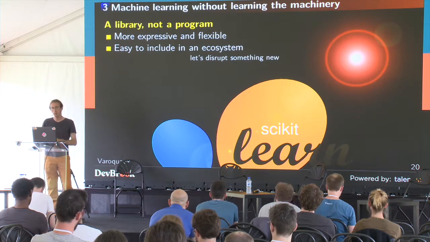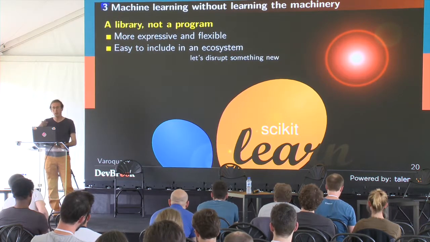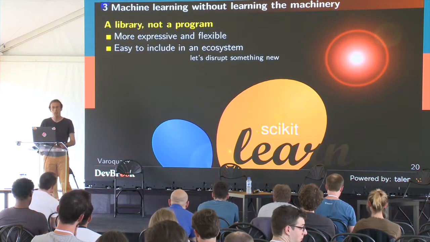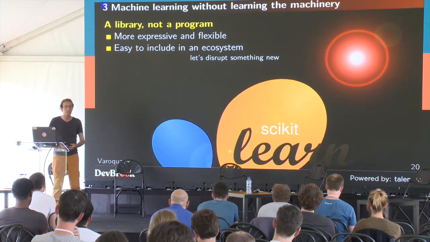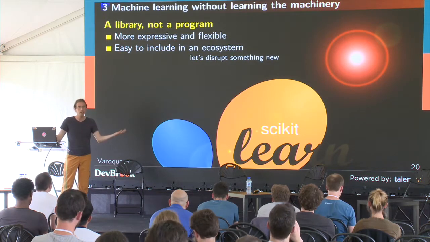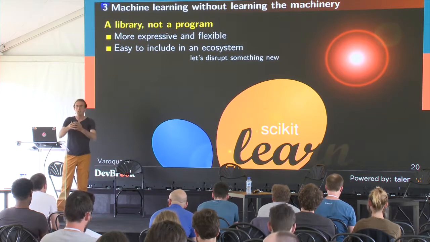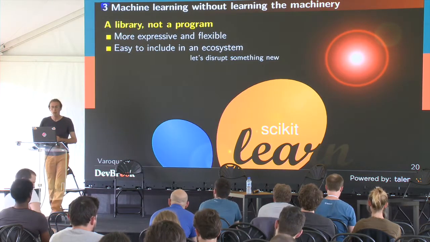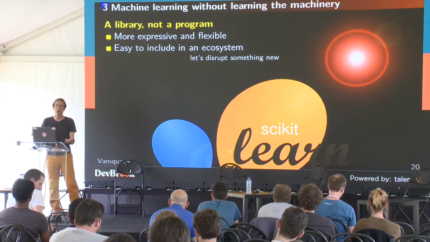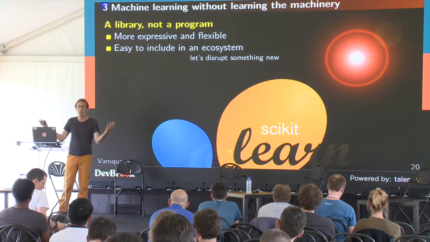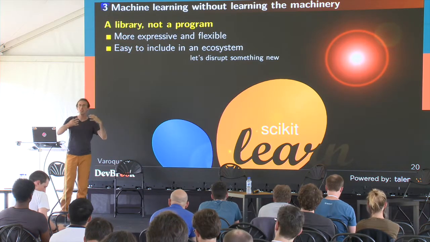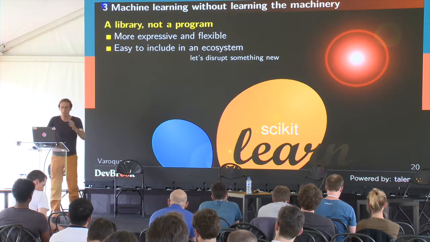So it's a library. It's not a program because we want it to be reused as much as possible because we want to be flexible. It's an imperative API. You need to write lines of code in Python, but it's much easier to include in an ecosystem. So we want you to use it to do things that we haven't thought about, and people are doing this every day.